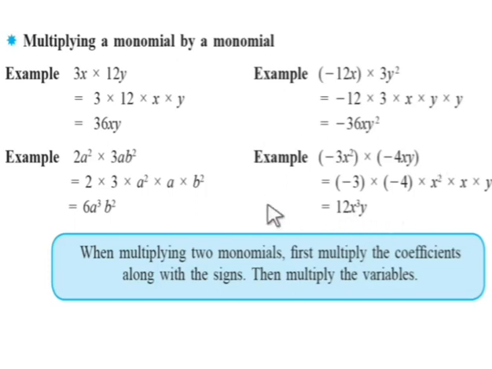Now in all these examples, if you see, in the first example you are multiplying both positive monomials, so you will get a positive answer. Here you are multiplying a negative monomial with a positive monomial, the answer is negative. Here again both are positive, the answer is positive. And here both the monomials are negative, the answer is again positive. Now in conclusion, what we have done here: when multiplying two monomials, first multiply the coefficients along with the signs and then multiply the variables. So in all these examples, we have multiplied the coefficients first along with the sign and then we have multiplied the variables.